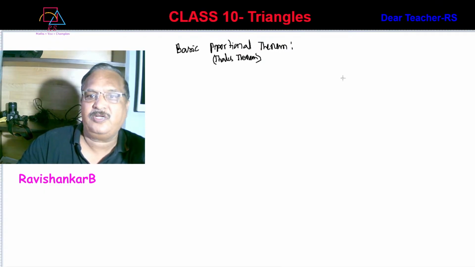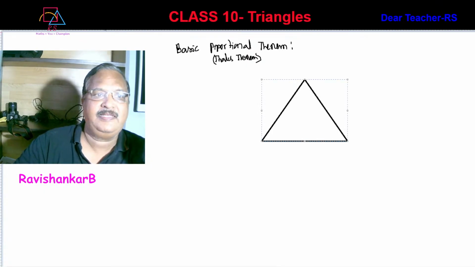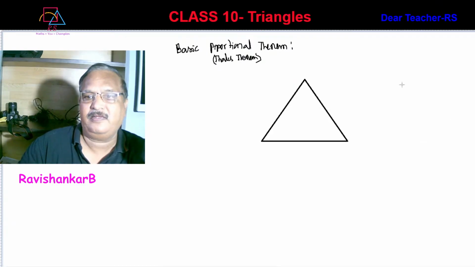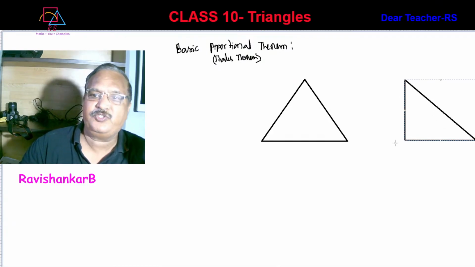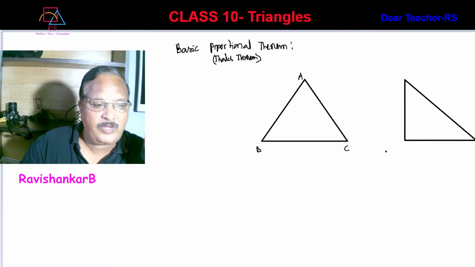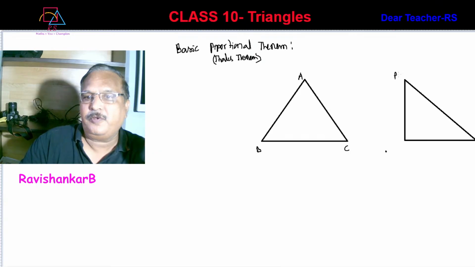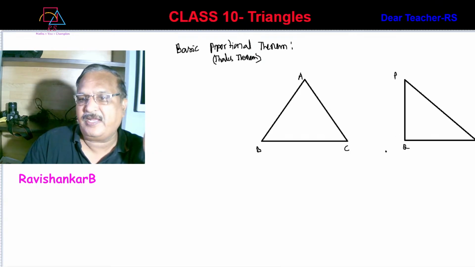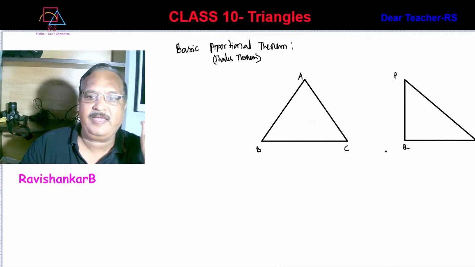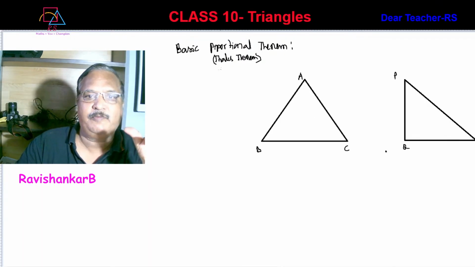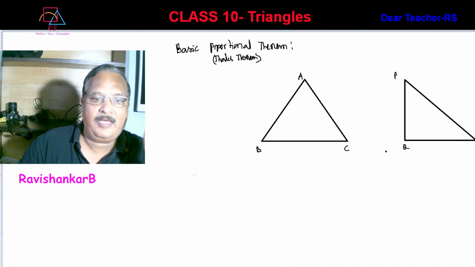Here I will draw one triangle like this. Okay. I will draw one more triangle like this. So both are not the same triangles. Okay, one is a right angle triangle, another one is a normal triangle. Okay, it is looking like an equilateral triangle. So now I have just drawn two triangles for you. Okay, I will apply this basic proportionality theorem. Okay, I am not going to write it.